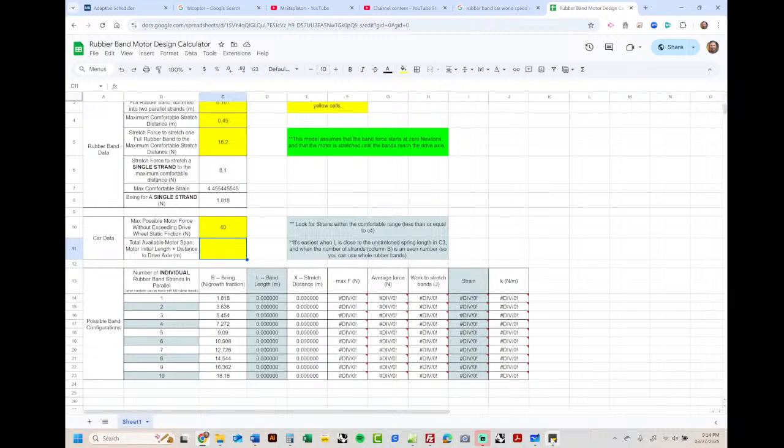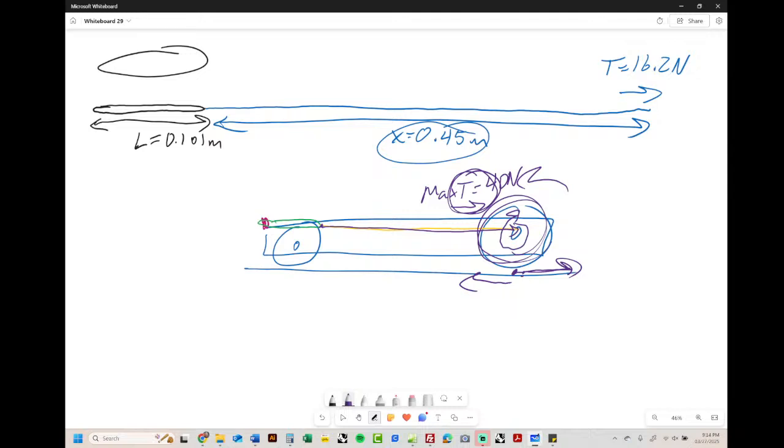And then total available motor span. So a little bit about work and energy. Energy is comparable to work, and work is force times distance. And when you stretch these bands, you're applying a force, and the distance over which you do that work is important. Bigger force, bigger distance, it's going to give you more work, more energy. The number that we need for this is the distance from here, wherever you're going to hook your rubber band on, all the way to the drive axle. That's the total span that you have to work with.